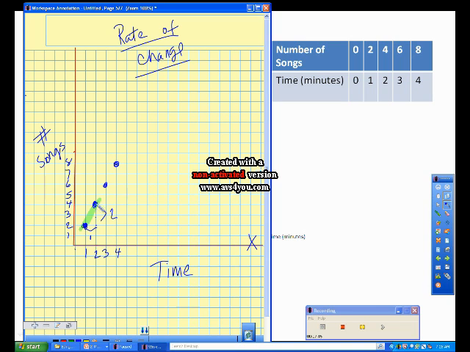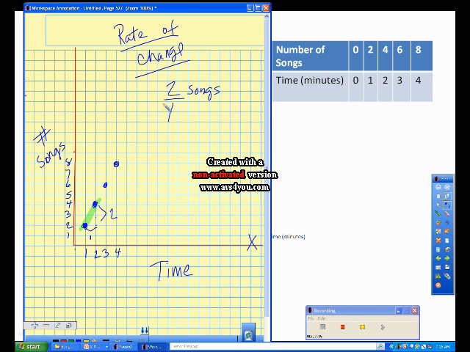Now, rate of change is when you actually put into numerical form a way to describe how it changes from here to here. Every single time this moves over 1, this one moves up 2. So your rate of change would say, every single time I go up 2 songs, I go over to the right, and it increases by 1 minute. So the change is an increase of 2 songs.